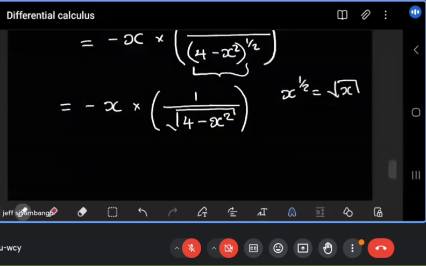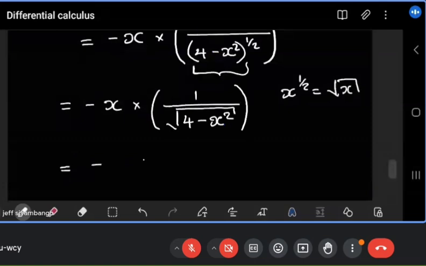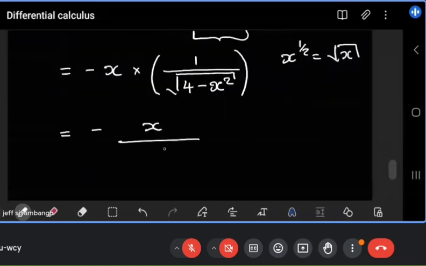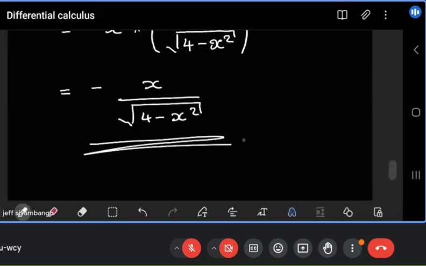So that finally, this is negative x over root 4 minus x squared. This becomes the final answer. So here, this is after differentiating explicitly. Now the question is, can we find the same answer after differentiating the same expression, but now implicitly?